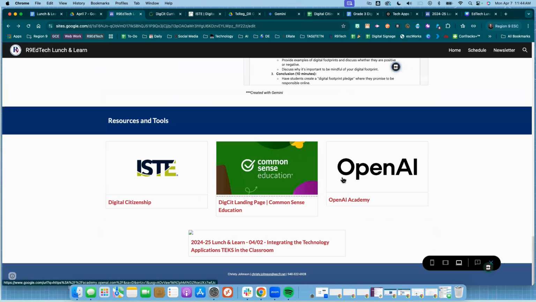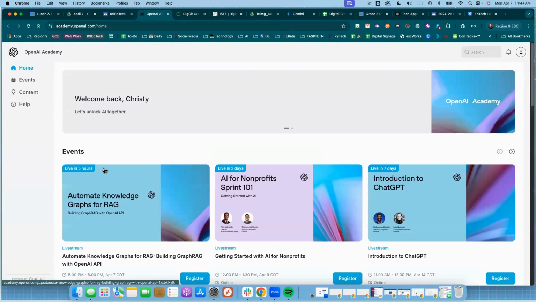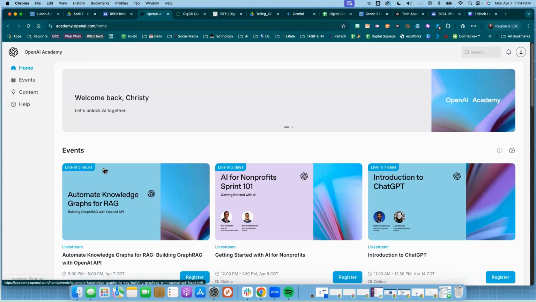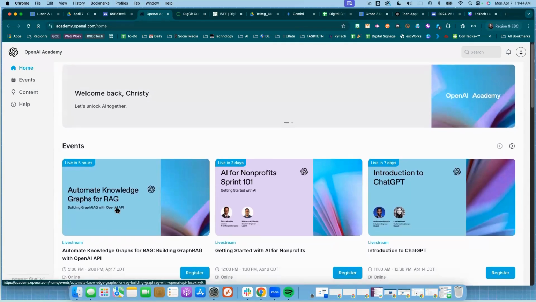OpenAI Academy is actually a fairly new resource that just came across my inbox not too long ago. We know in our world now, AI is like the be all end all, right? And we know our kids have access to it. We know we have access to it. But the OpenAI Academy is geared towards teaching us to use it ethically and responsibly.